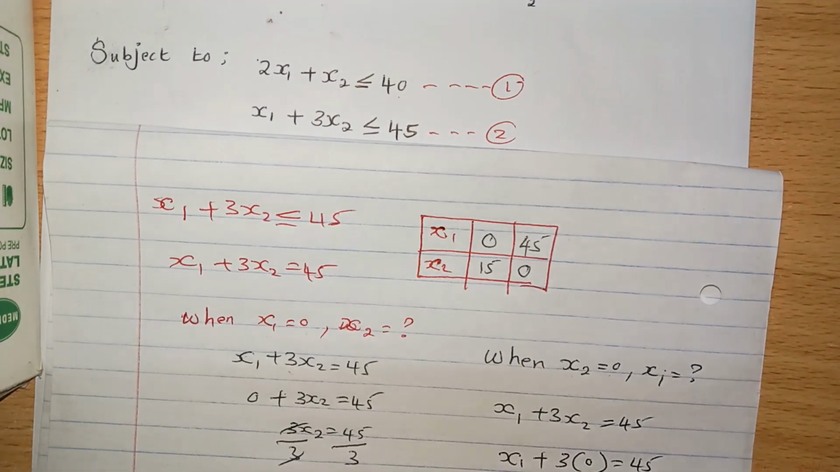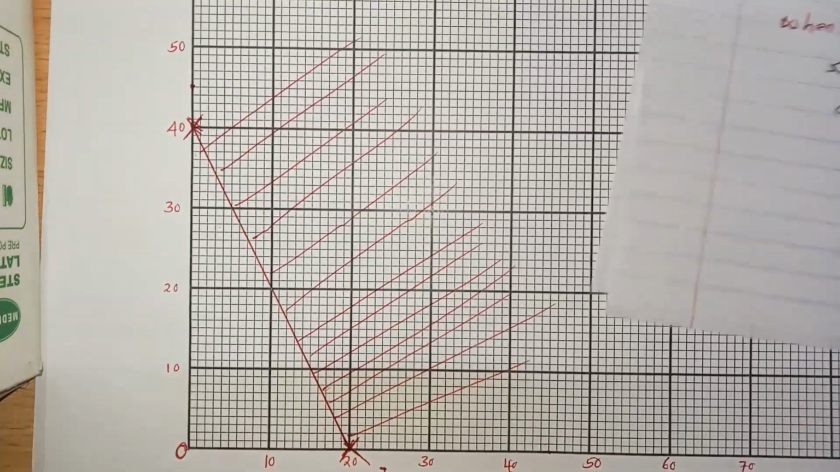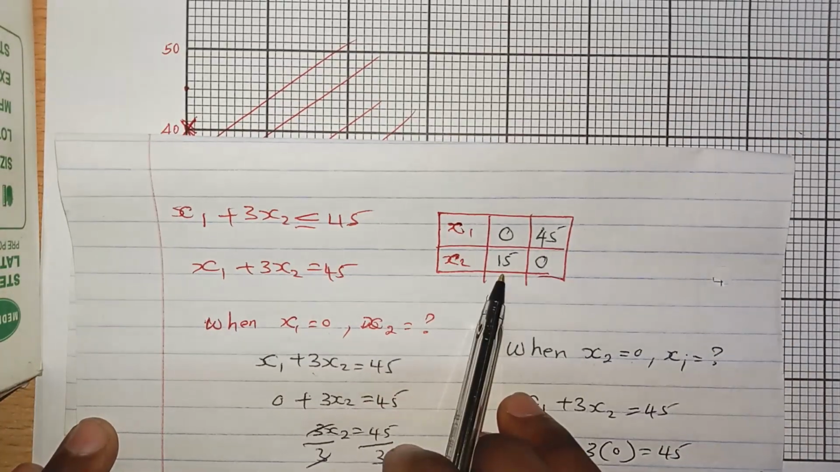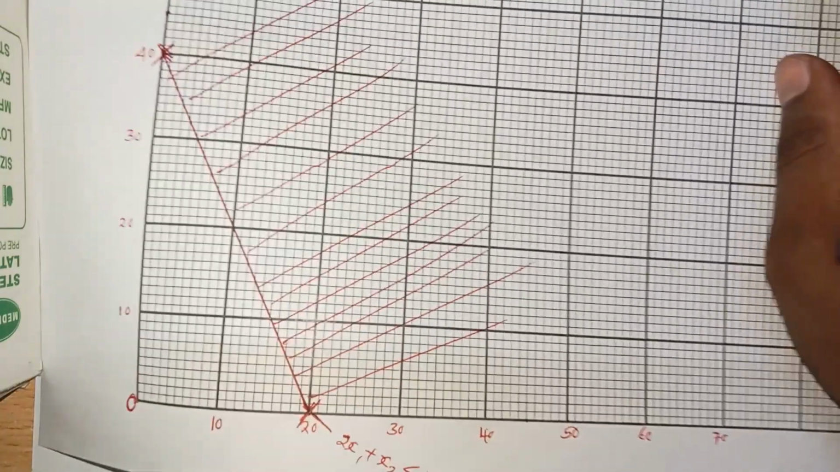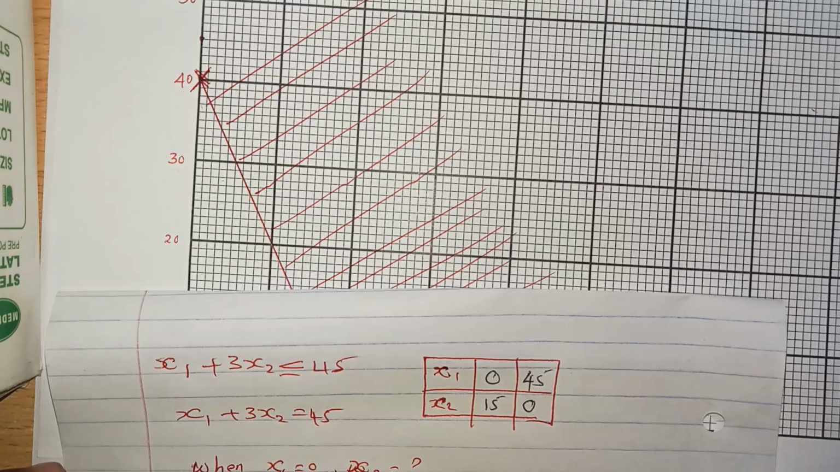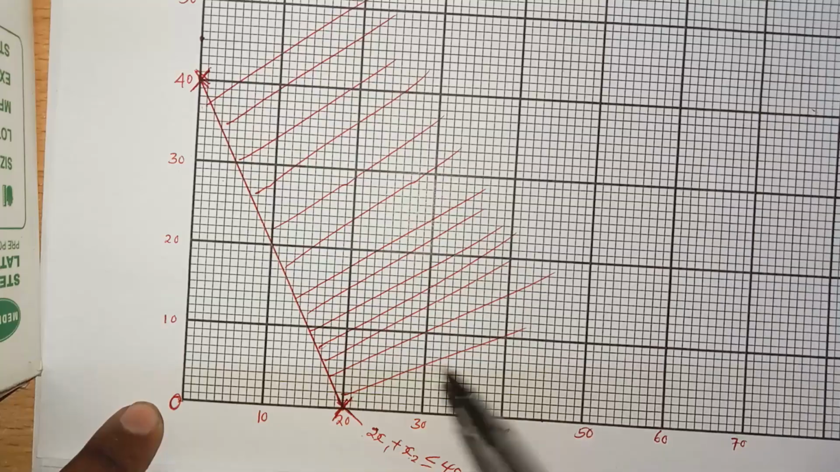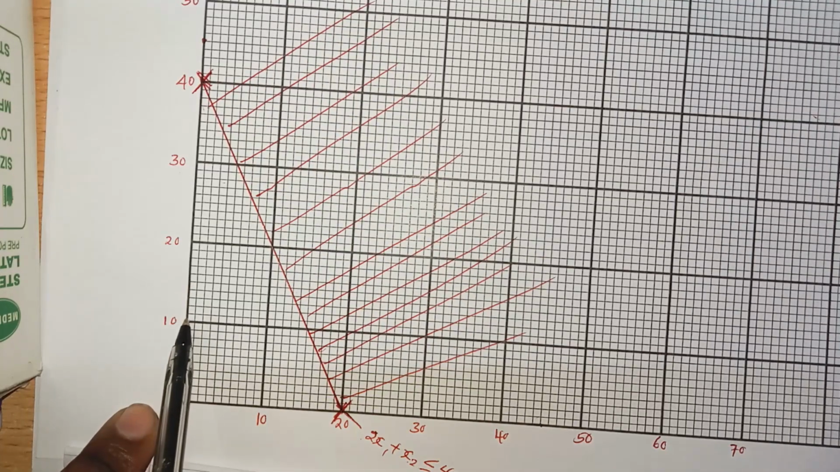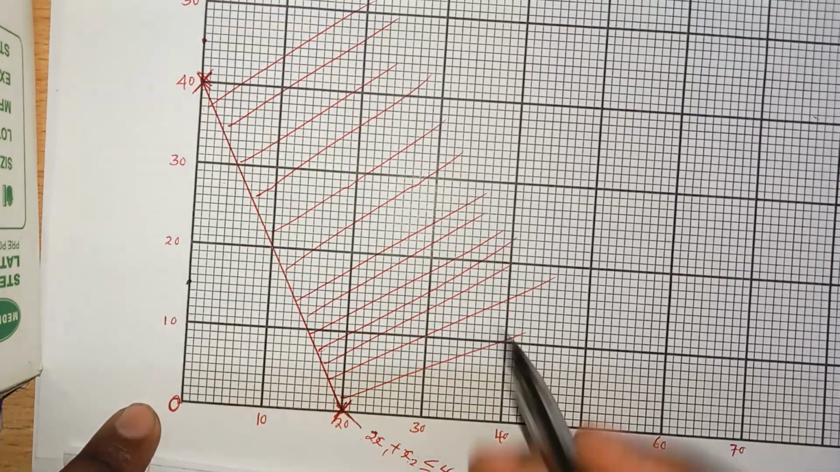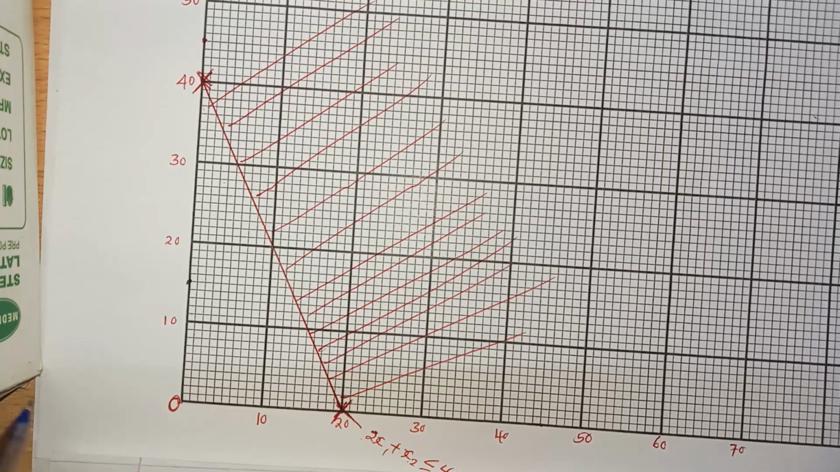Now we go to our graph. On our graph we can see that when x1 is equal to 0, x2 is equal to 15. So x1, it is this horizontal axis. When x1 is equal to 0, x2 is equal to 15. So this is 0. 15, it is somewhere here. This is 11, 12, 13, 14. This is 15.